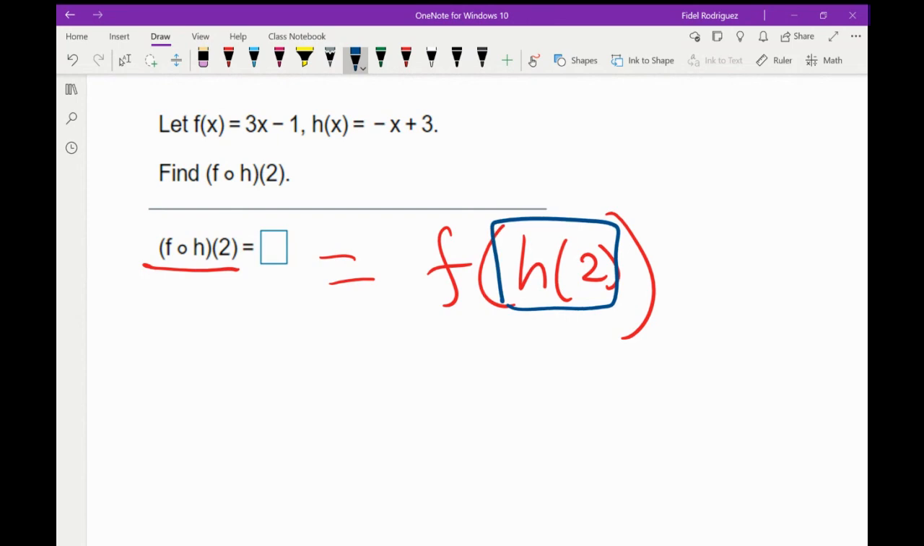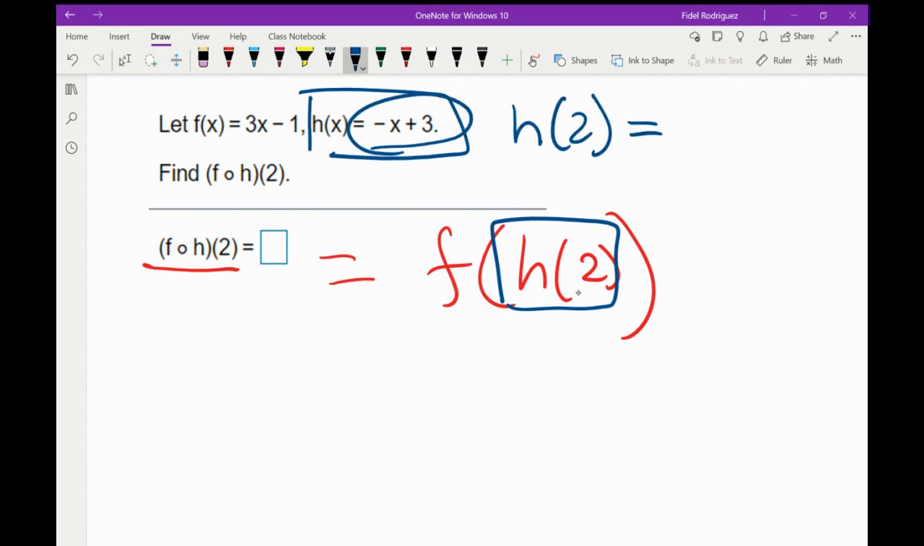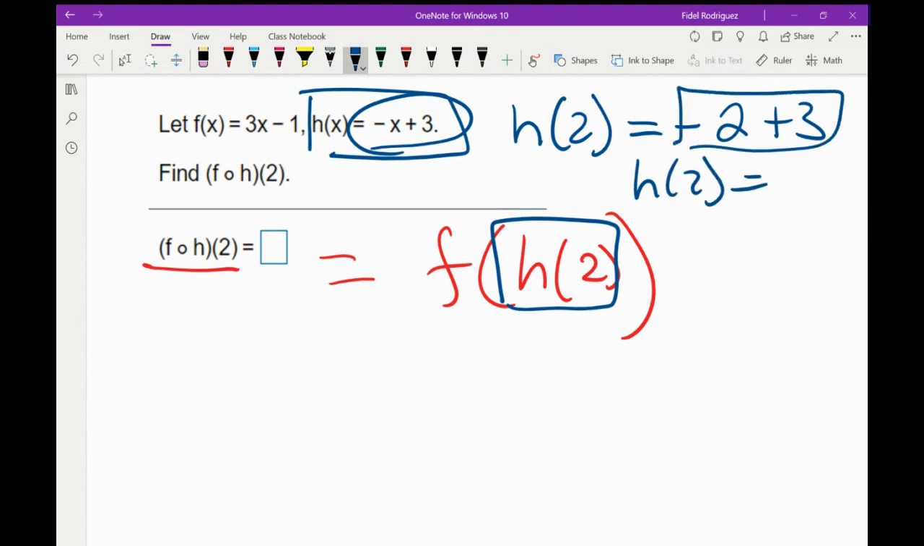Do you think we know how to find h of 2? If I know that this is h of x, wouldn't h of 2 just say, hey, come back over here, and everywhere you have an x, plug in the number 2, right? Isn't that what h of 2 really means to do? So if you notice, there's a negative right there. That's why I wrote the negative. I put the number 2 plus 3. So h of 2, y'all, what's negative 2 plus 3? Anybody know? 1. Very good.